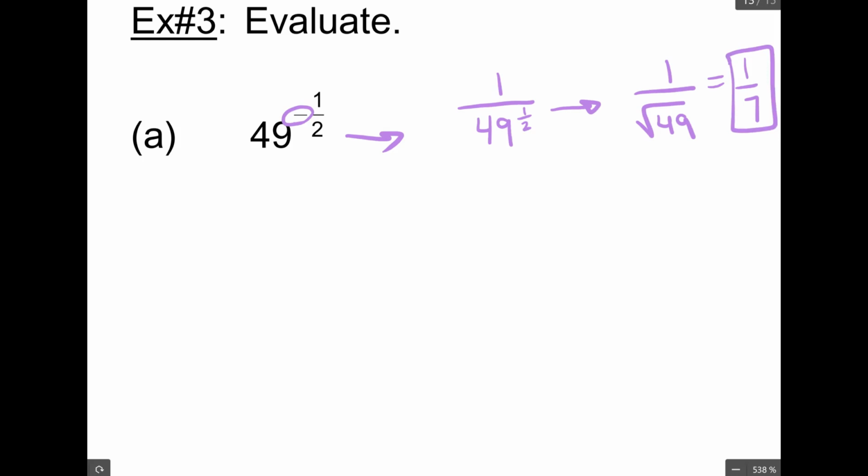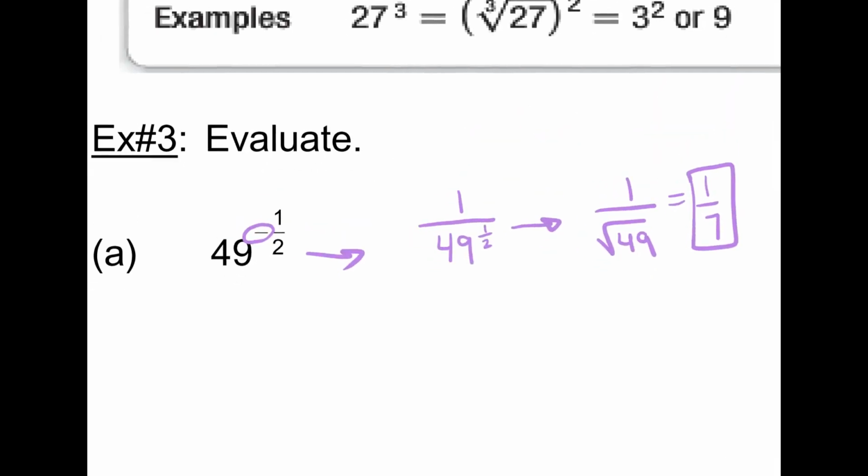Right, so keep in mind our rules of exponents, like 2 to the negative 3 is the same thing as 1 over 2 to the 3rd power. We get rid of the negative by flipping to the other side of the fraction.